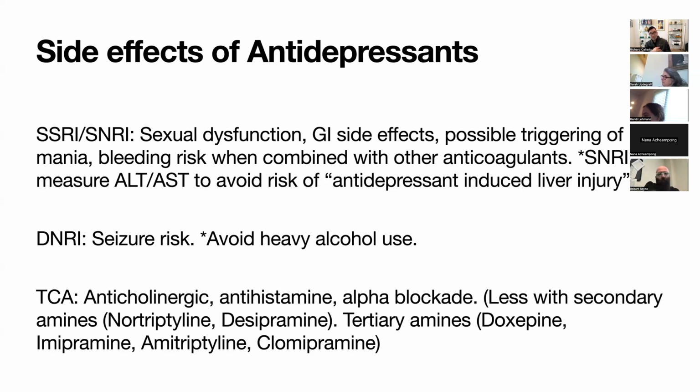GI side effects: like I mentioned, a lot of the serotonin is actually not in your brain. A lot of serotonin is in the enterochromaffin cells of your stomach, so that's why it can cause a lot of GI symptoms, all right? Nausea, diarrhea.